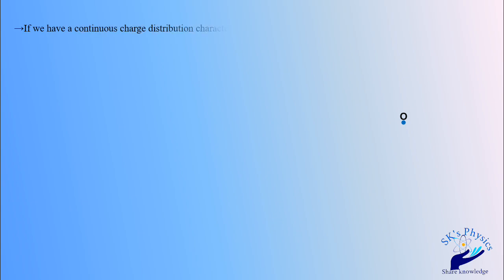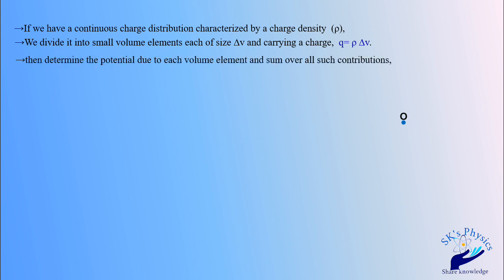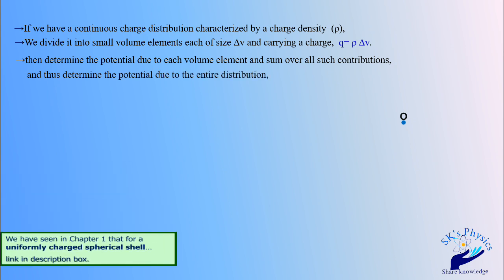If we have a continuous charge distribution characterized by charge density rho, that means volume charge density rho, we divide it into small volume elements, each of size delta V and carrying the charge Q equal to rho delta V. Then determine the potential due to each volume element and sum over all such elements. So we can get the volume distribution potential. Thus determine the potential due to the entire distribution.